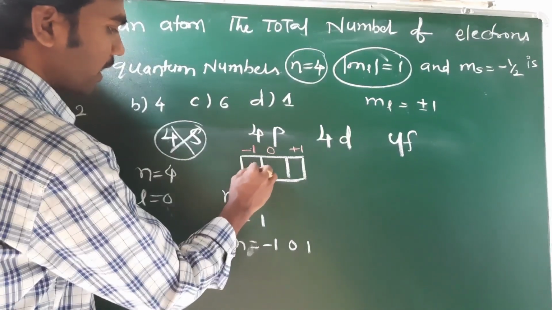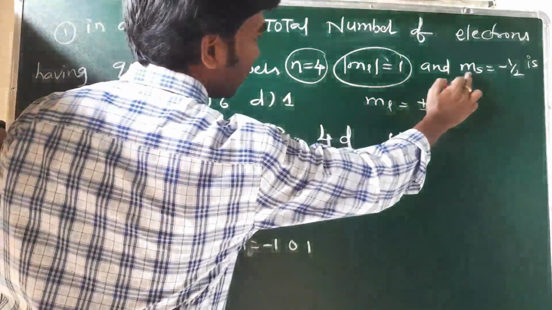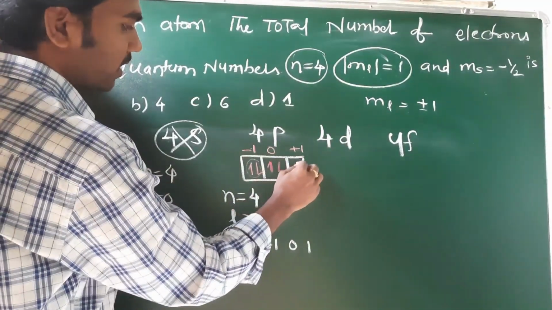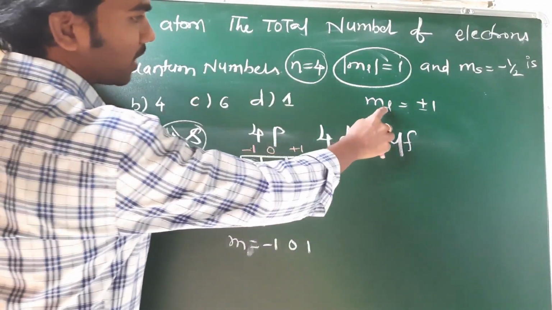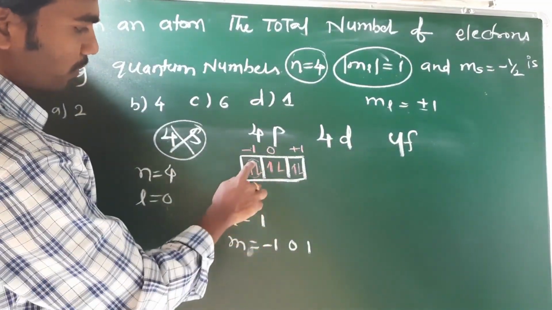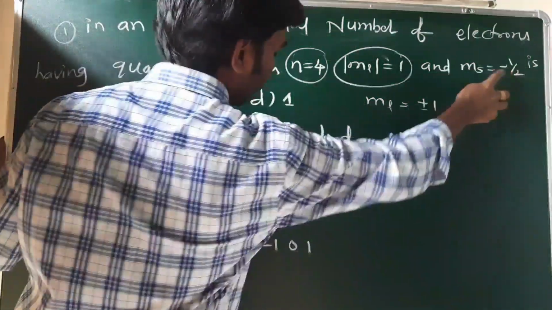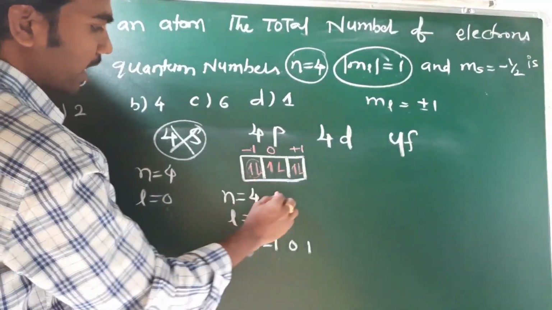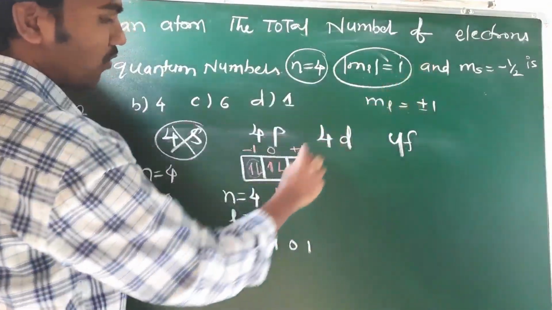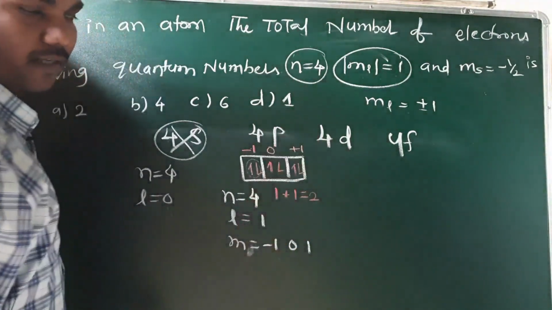So here how many electrons can I accommodate? 2 electrons. For example, p orbital capacity is 6 electrons. I am going to represent the electrons like this. So here ml is plus or minus 1 we can take. I am taking minus 1 first. For minus 1, the spin value is minus half, so for the first electron the spin value is minus half. Then with ml value plus 1 the spin value will be minus half. So total 2 electrons are there.